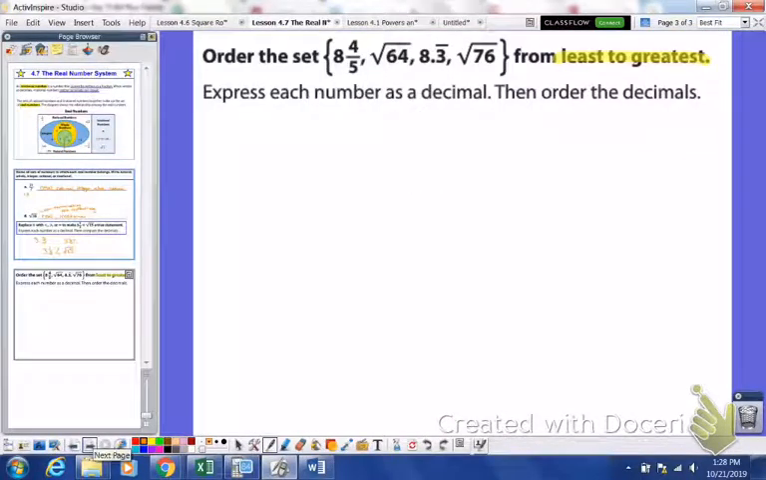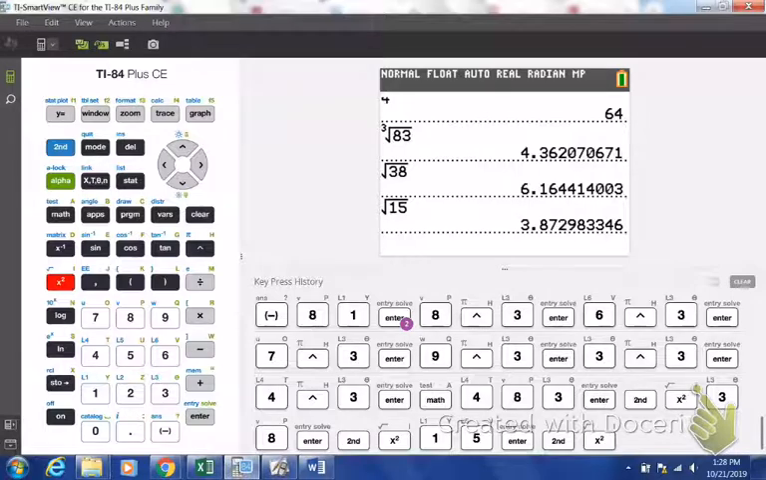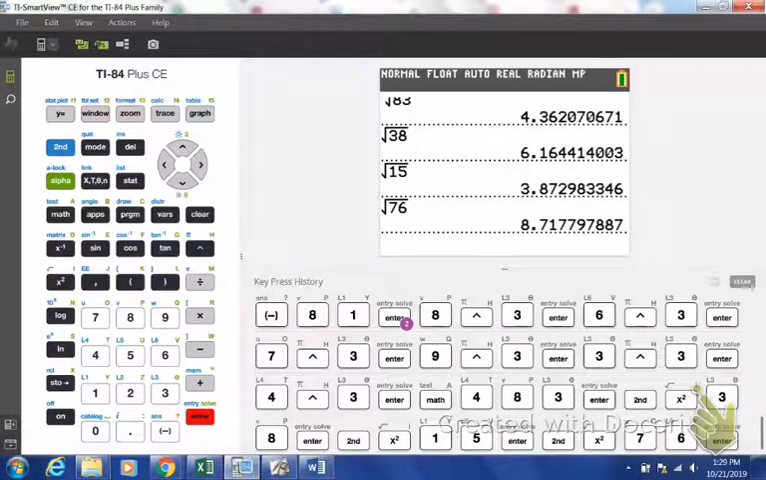All right, last piece. I want to place these in order from least to greatest. Express each number as a decimal, then order the decimals. Okay, so 8 4/5. So 4 divided by 5 is 8/10, so 8.8. Then the square root of 64 is just 8. 8.3 repeating is already a decimal. And the square root of 76 is 8.7177, etc.